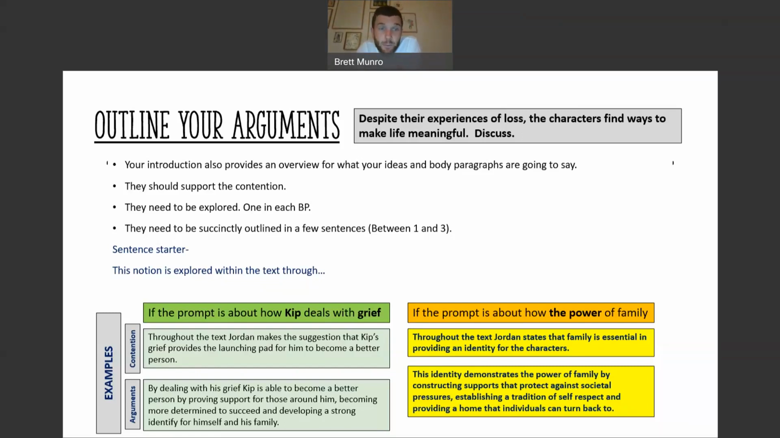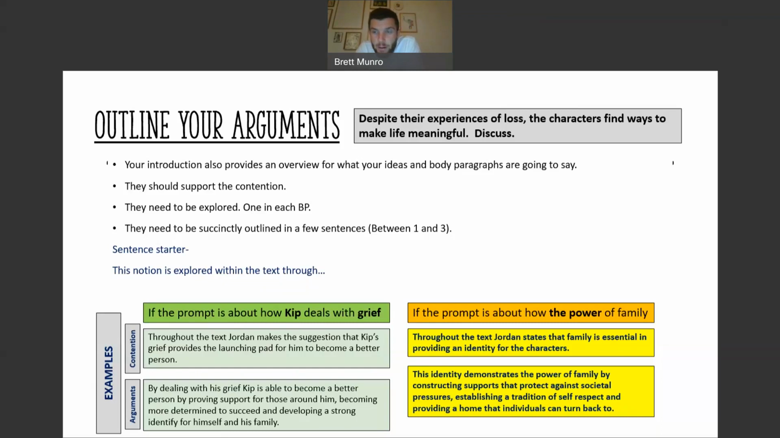Now, sentence starters for your arguments can be a little bit more difficult because you're essentially launching off your contention. But a nice sentence starter could be something like, this notion is explored within the text through, and then you're essentially listing or outlining your 3 ideas.